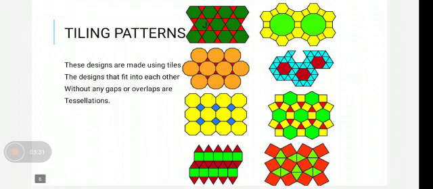Next we see tiling patterns. These are designs that are made using tiles. The designs fit into each other without any gaps or overlaps. These we see on our floors, on the walls and in various other places. We can see that we have different shapes of tiles, different colors of tiles, which put together give us tiling patterns.